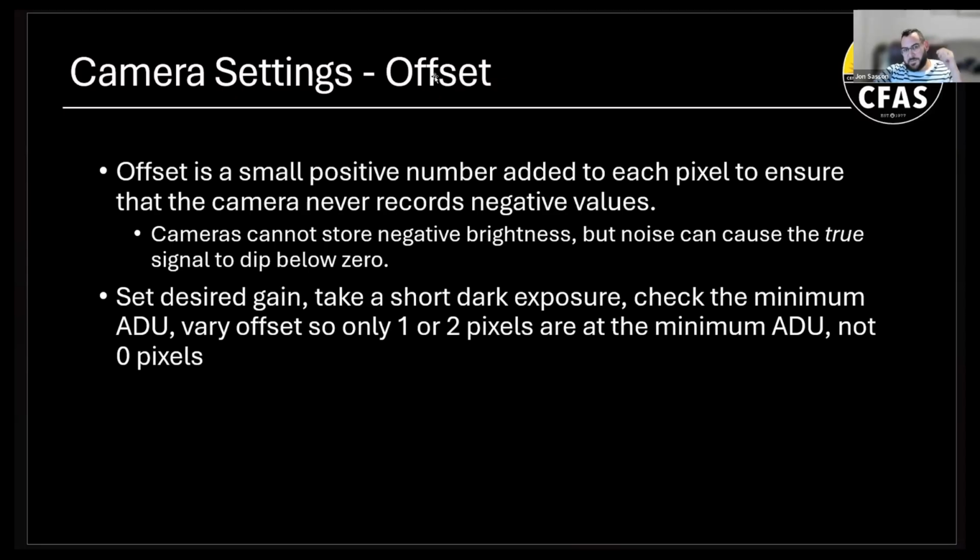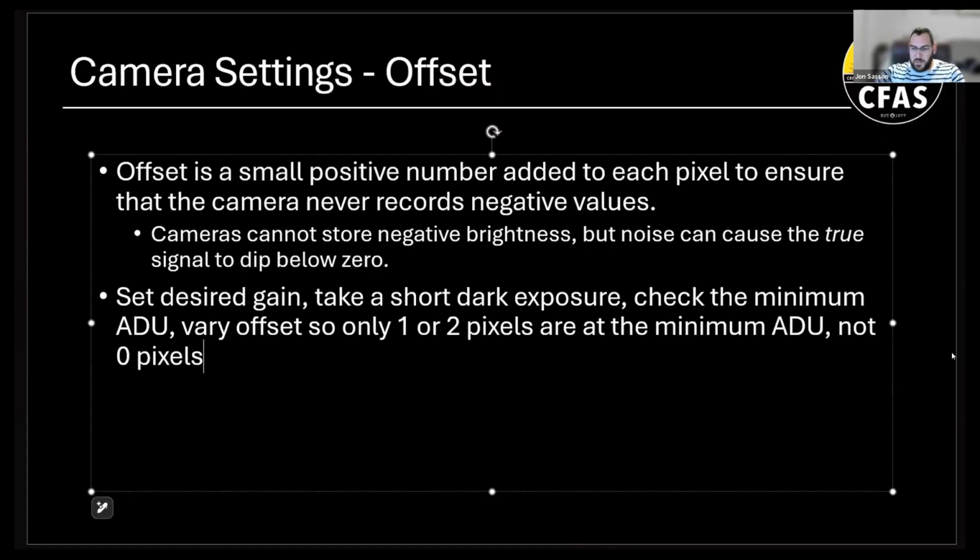So to get the offset you want, you set whatever desired gain you want in your camera. You can take a short dark exposure, maybe a second with the lens cap on, and you check the minimum ADU in the histogram. You want to make sure that you change the offset so you only have like 1 or 2 pixels that are at that minimum ADU, and that this minimum ADU is a value, not actually 0. If you have 0 for the ADU, that means you're clipping some of your signal.